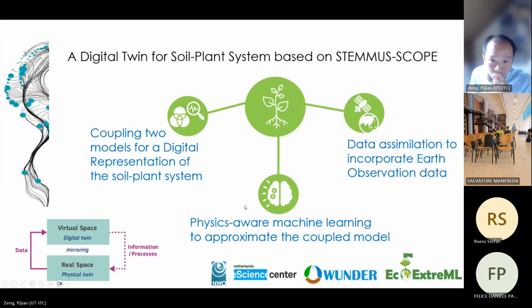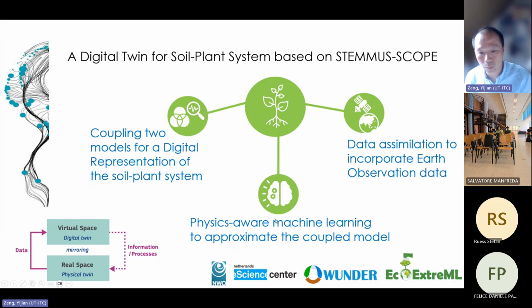Okay. So with that as a background, that is why we want to develop a digital twin for the soil plant system. And as I mentioned, you need basically three components. One is the process-based model to represent the soil plant digital twin in the virtual space, a so-called digital replica of the soil plant system.